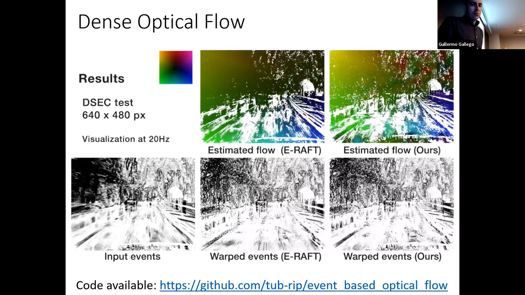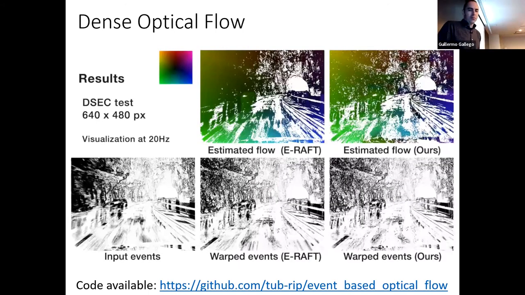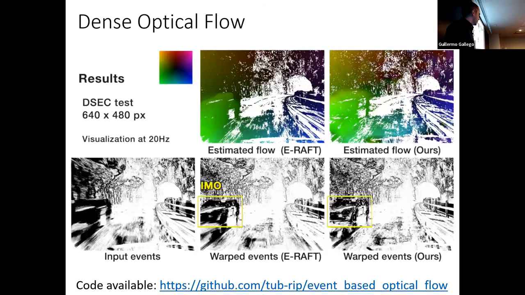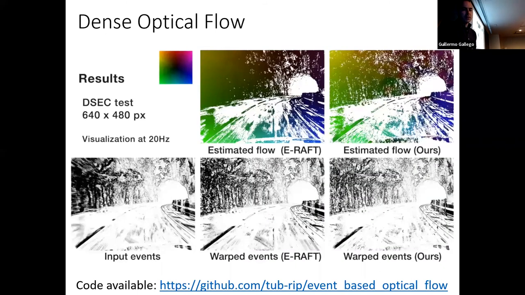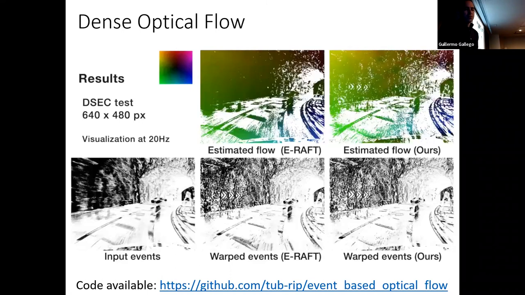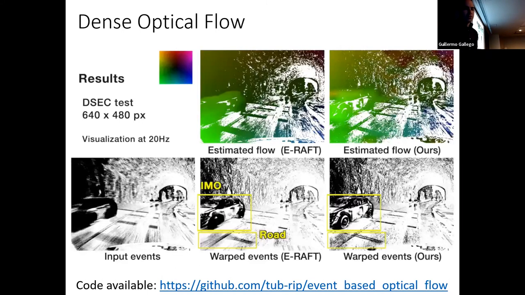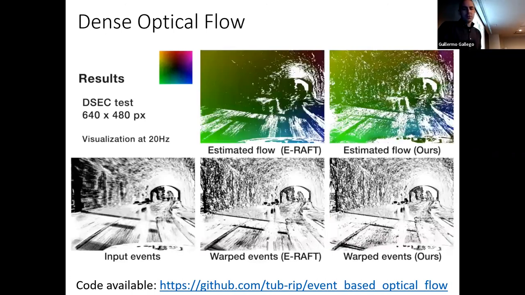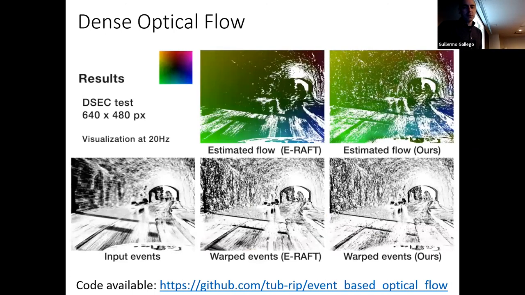And we compare against RAFT, which is a supervised network from University of Zurich. The problem is that it's trained on data that doesn't have independently moving objects, so it doesn't work well with such things, but our method works well on the background and also with the independently moving objects. This is a paper that we are presenting at ECCV this year. The code is available or will be available.